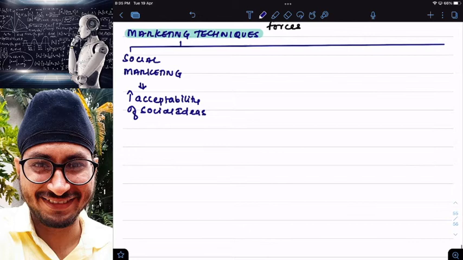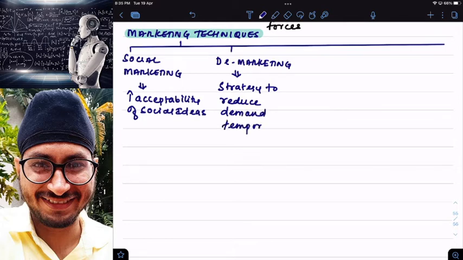Then the second one we have is demarketing. Clear? Demarketing means a strategy to reduce demand temporarily. I want to reduce my demand for a temporary purpose. Then it is called what? Demarketing. Let us say, for example, recently two movies released, right? Beast movie released and KGF 2 also released.